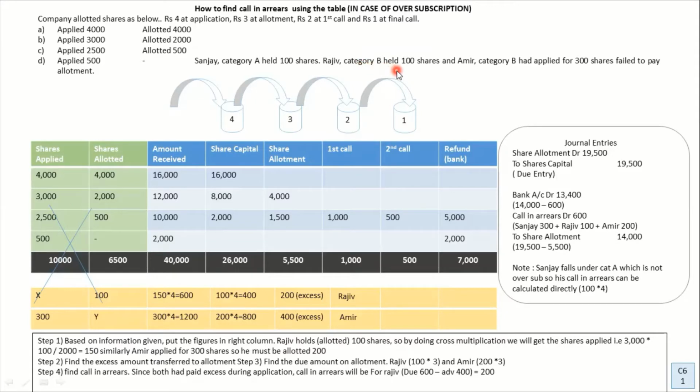The word held means he's been allotted 100 shares. So out of this table, I move here and I write 100 just below allotted. When I wrote 100 here, I have to find what is the number of shares he might have applied for. Now, which category he belongs to. With that, you have to do the cross multiplication. So 100 into 3000 divided by 2000. So once you do this multiplication or cross multiplication, you will understand the number of shares he has held.